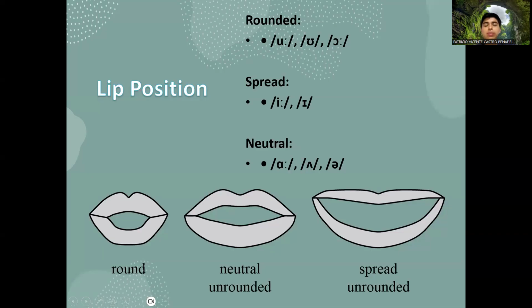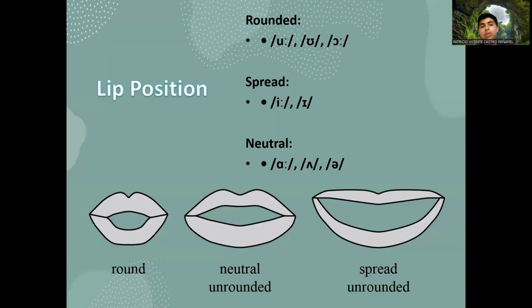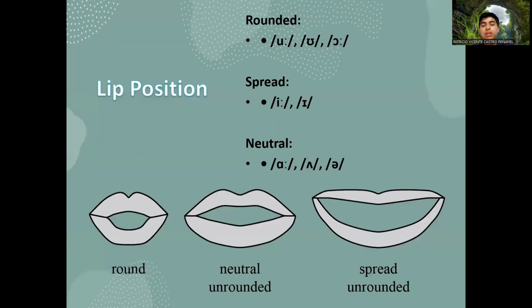Lip position is a little bit different than the tongue position. Why? Because when we're talking about lips, I mean the form or the position of your lips, the shape of your lips, and the tongue position, it is very different because we have three kinds of lip positions. So the first one is about rounded. So don't forget, another important part is the lip shape.